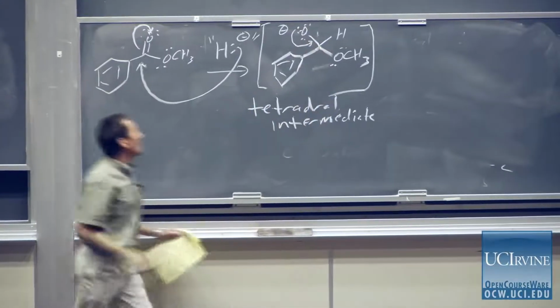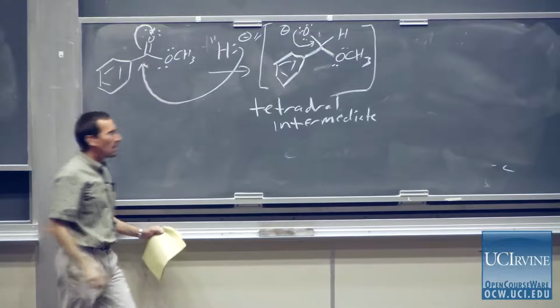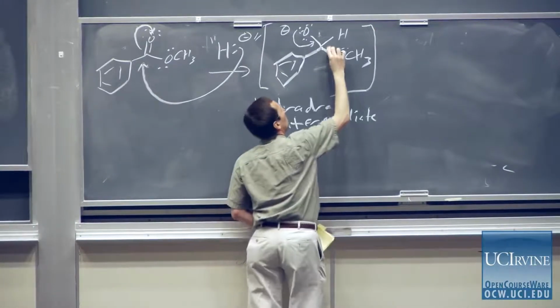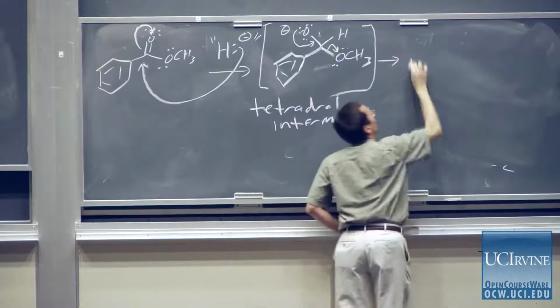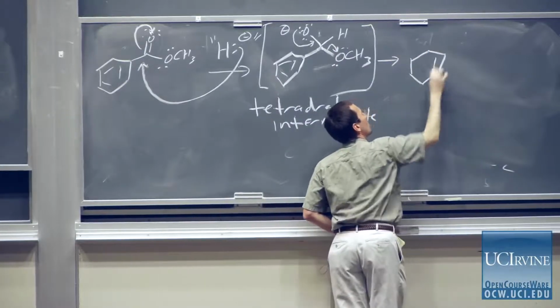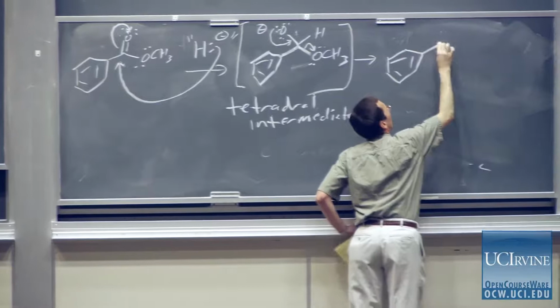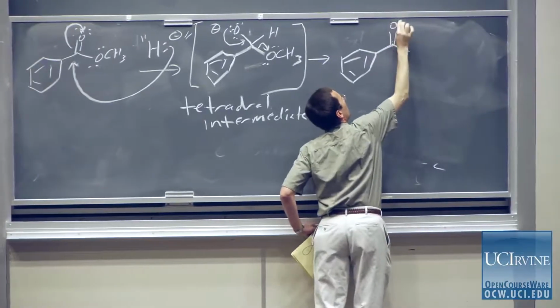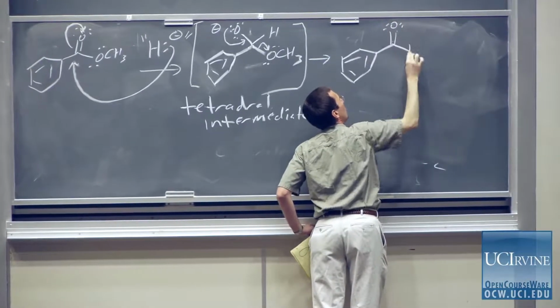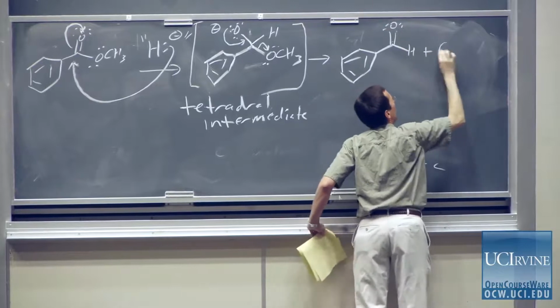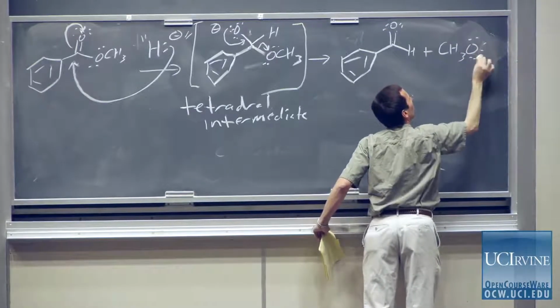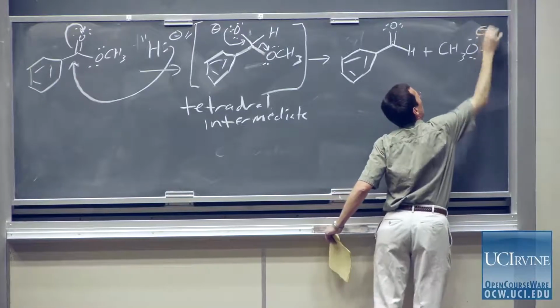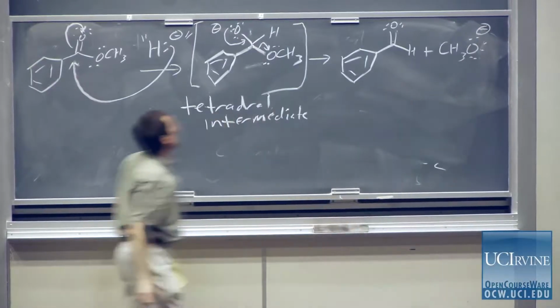Electrons flow back down from the oxygen. They push out methoxide. And now we get a new carbonyl. At this point, we've gotten benzaldehyde, the intermediate that I mentioned, and methoxide anion with its 3 lone pairs of electrons on it.